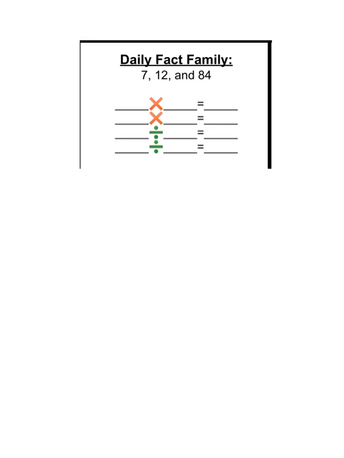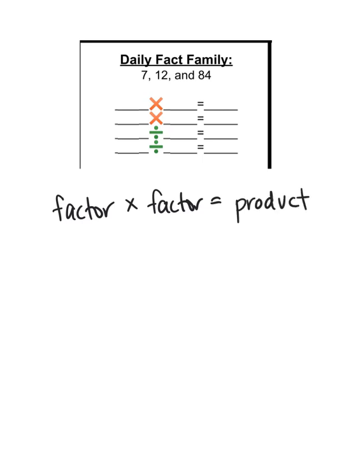Okay, so let's begin with our daily fact family. Remember, factor times factor equals what? What word do we use to describe the answer to a multiplication problem? It's the product, of course. So 7 times 12 equals 84.